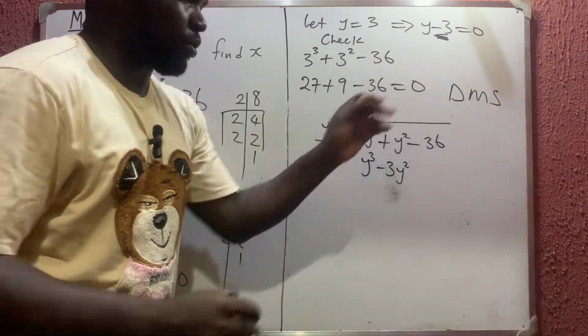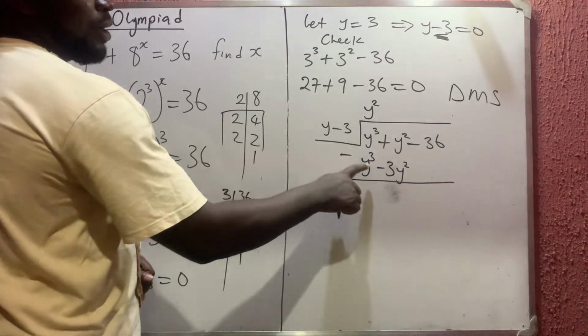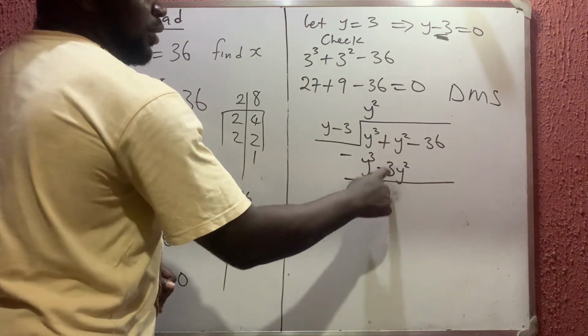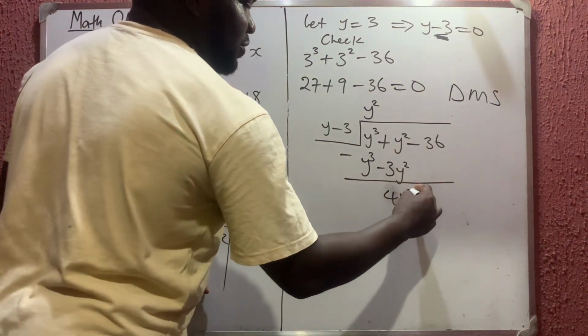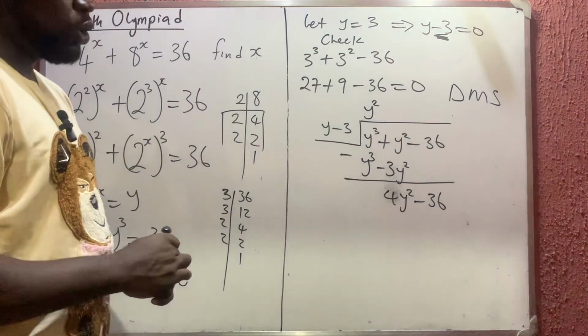So finally we go to subtraction. You draw your line and subtract. This minus this is gone. Minus minus is plus. So 1 plus 3 will give me 4y squared. I'll bring down my minus 36. Okay? So we go again.